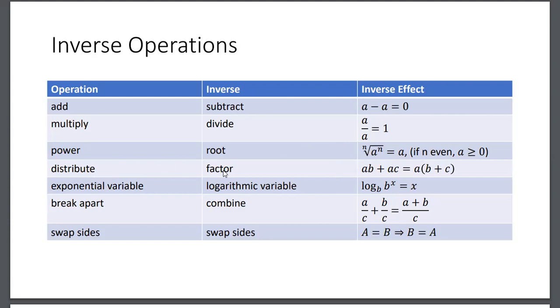Distribute and factor. Here is a distribution, ab plus ac. The common factor of a can be just factored out to get a times the binomial, in parentheses, b plus c.